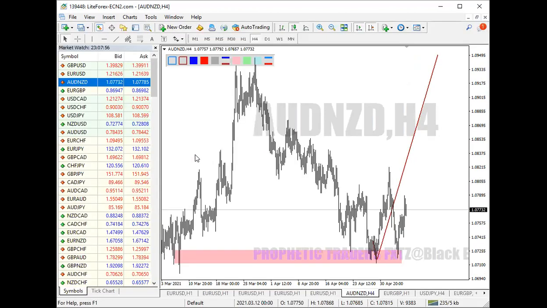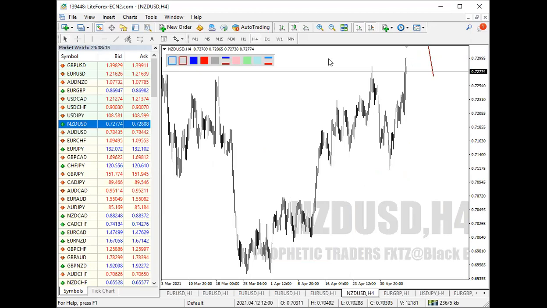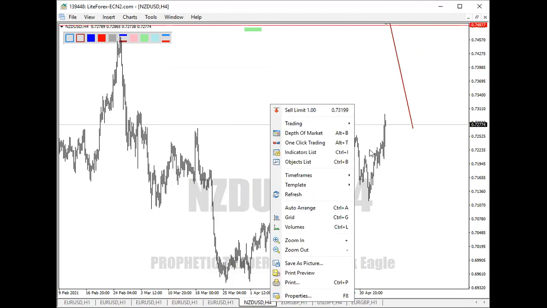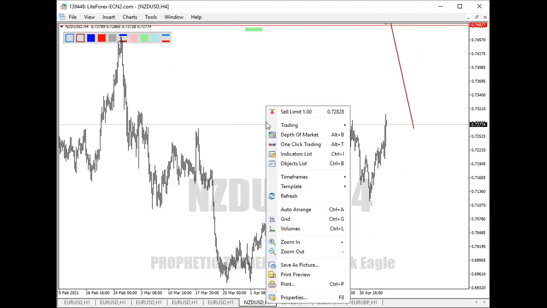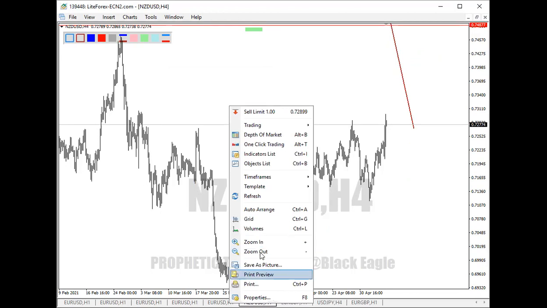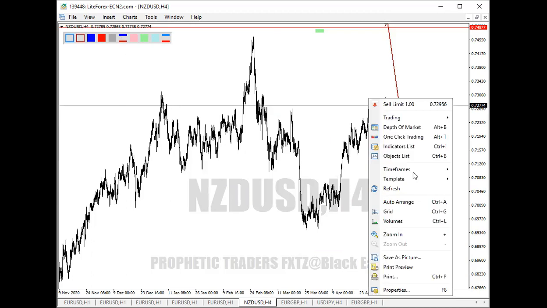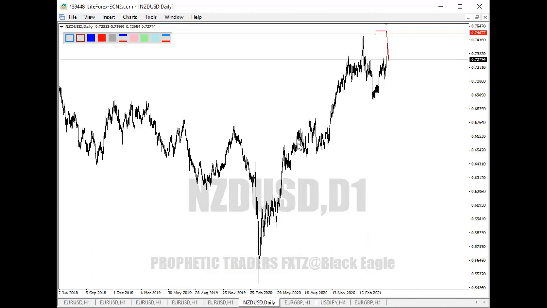Okay, let's go to another chart. Let's check NZDUSD here. As usual, NZDUSD will drop, but on basing with major trend and minor trend. Yeah, on basing with major trend. Our major trend is uptrend, right?